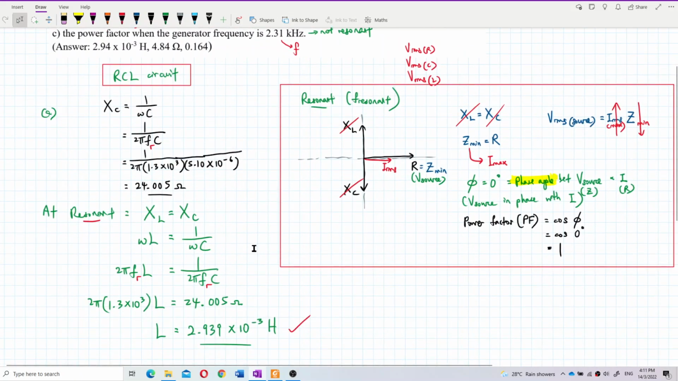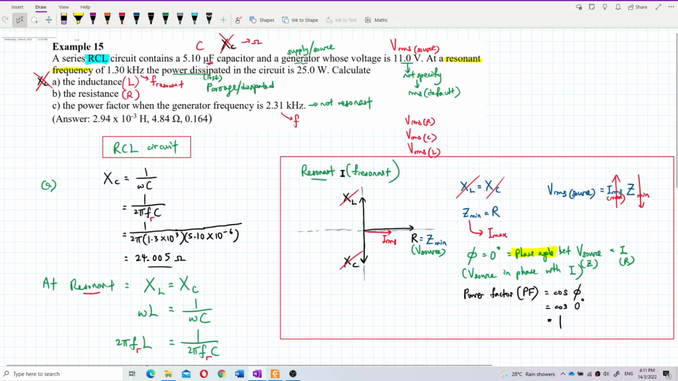Then how about resistance? How to find the resistance value? At resonance, the resistance value should be equal to the impedance Z. So I have the root mean square voltage VRMS source, right? I can make use of that value. Okay, so let's do it.